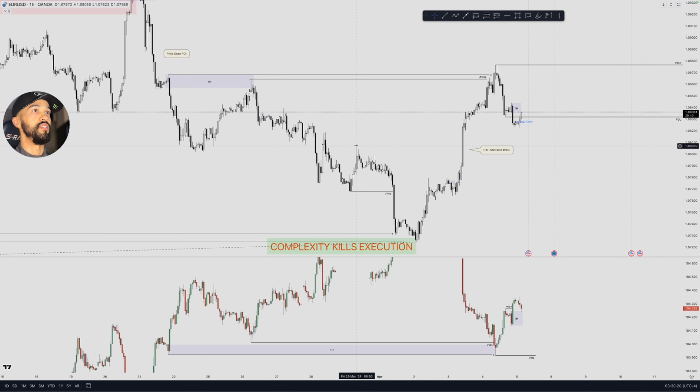On the hourly as well, you can see we took and liquidated, mitigated all of this buy side liquidity, which is a lot.